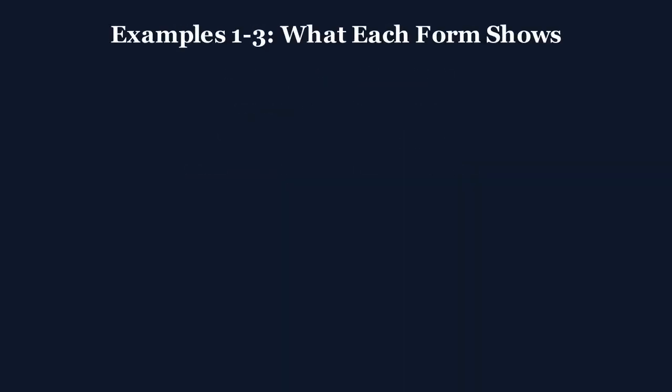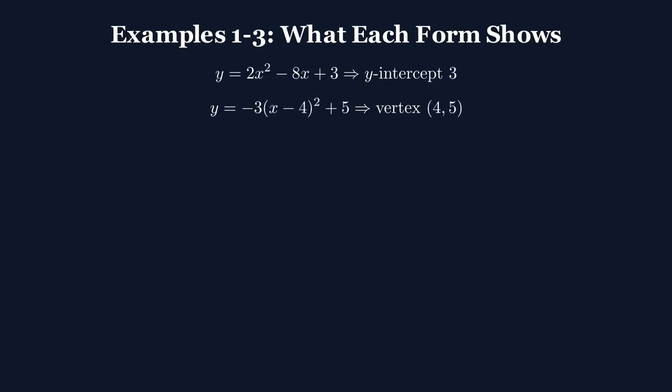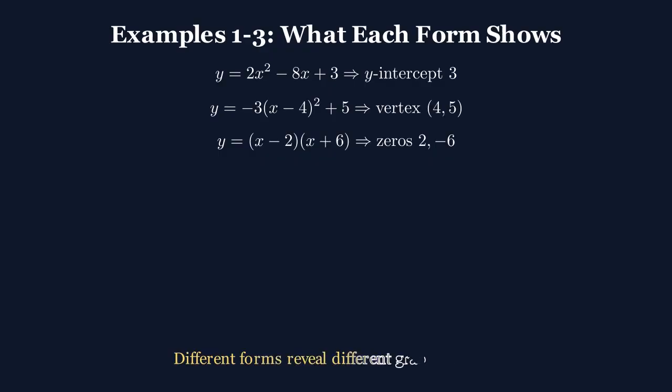Example 1. In y = 2x² - 8x + 3, the y-intercept is easy to see. It is 3. Example 2. In y = -3(x - 4)² + 5, the vertex is (4, 5). Example 3. In y = (x - 2)(x + 6), the zeros are 2 and -6. Same family of functions, different forms, different clues.